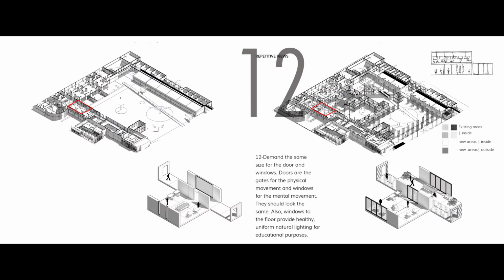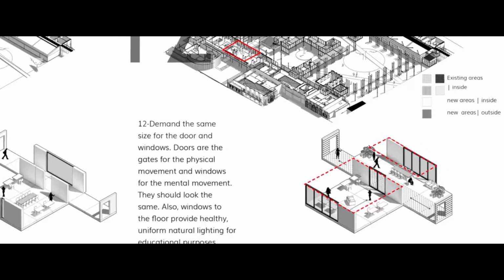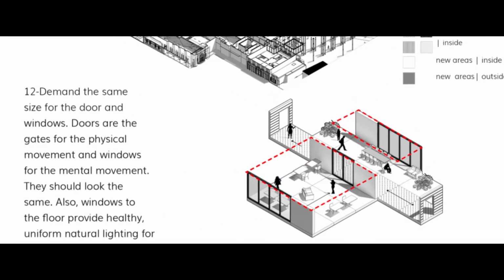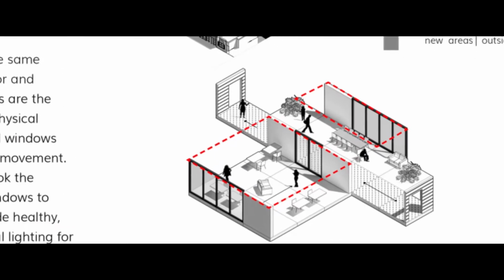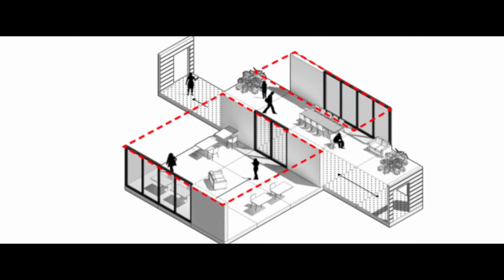Repetitive views demand the same size for the door and windows. So here in the existing, we have different sizes of the windows and door. So at this moment, it differed the perception of the space. But what I want is the same size of the door and window, so the student and people inside the space could feel the same, and the activity and the function that they are doing would be different.